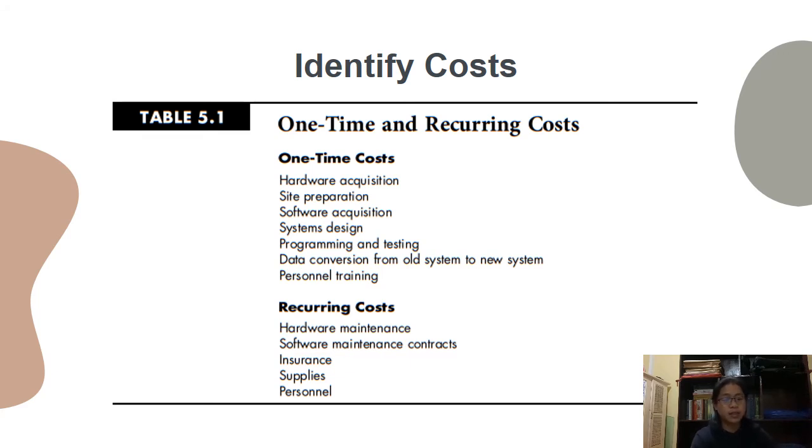So as you can see in this table, it shows a breakdown of typical one-time and recurring costs. Under one-time costs, we have hardware acquisition, site preparation, software acquisition, systems design, programming and testing, data conversion from old system to new system, and personnel training. And for recurring costs, we have hardware maintenance, software maintenance contracts, insurance, supplies, and personnel.